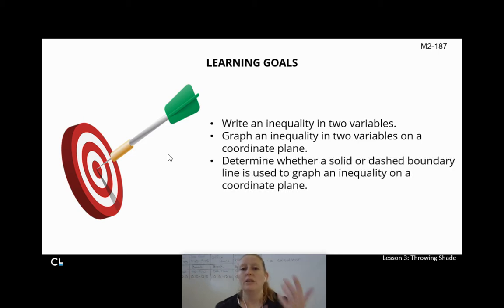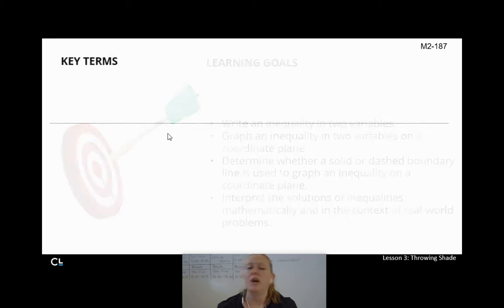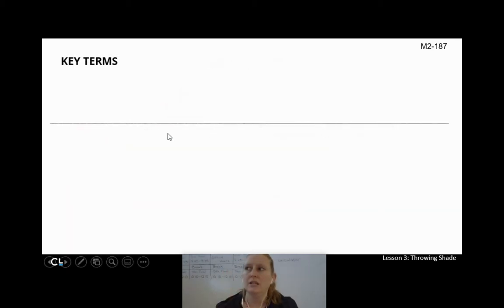We also get to determine whether we're going to use a solid or dashed boundary line to graph our inequality on the coordinate plane. Remember how we had open circles and closed circles? Similar idea: a solid boundary line or a dashed boundary line. And of course, we're going to interpret the solutions of inequalities mathematically and also in the context of real world problems. We always have to bring real world problems into this. So today we've got two key terms, half plane and boundary line. Those are going to be appearing. They're pretty simple, but we need to know what they are and what we're talking about when they show up.